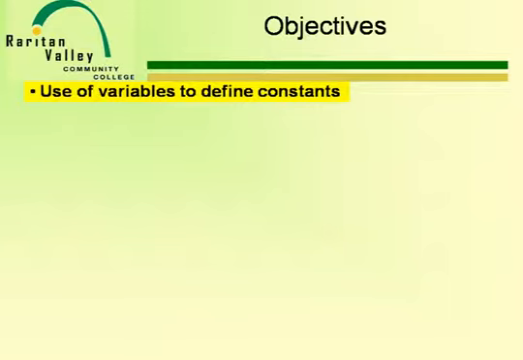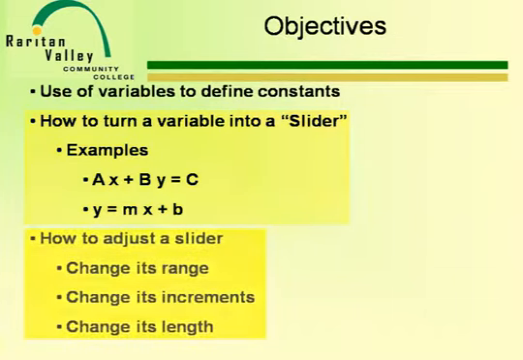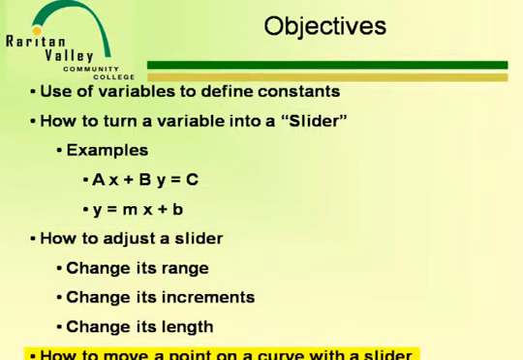So let's review what we saw in this section. We learned how to use variables to define constants. And then we learned how to right-click on that variable to turn that constant into a slider. We looked at the examples of linear equations, both the general form and the slope-intercept form. We learned how to adjust a slider to change its range, to change its increments, and to change its length. And we learned how to move a point along a curve with a slider. This concludes our session on sliders.